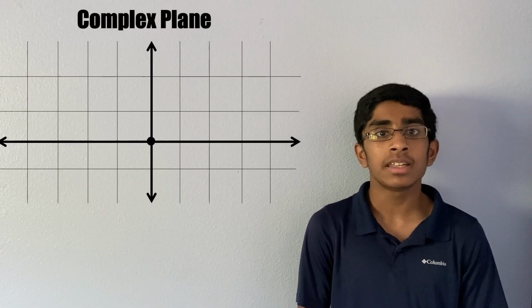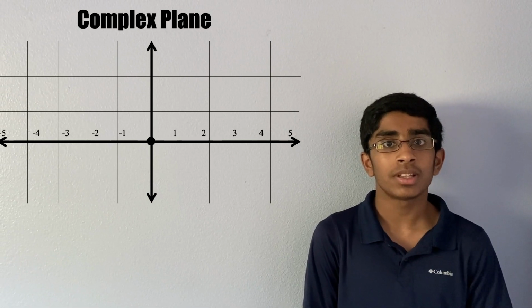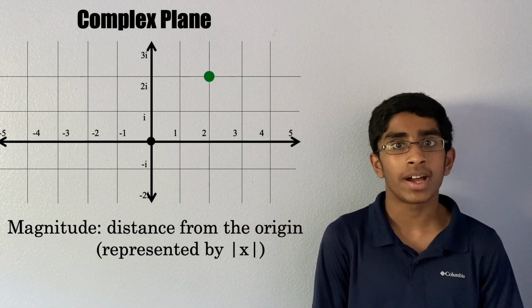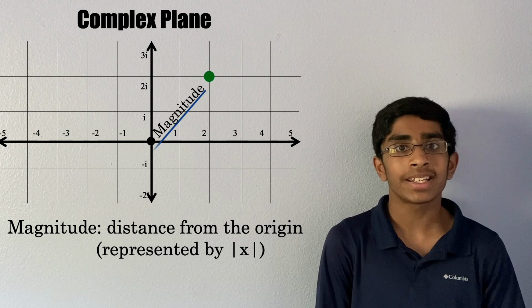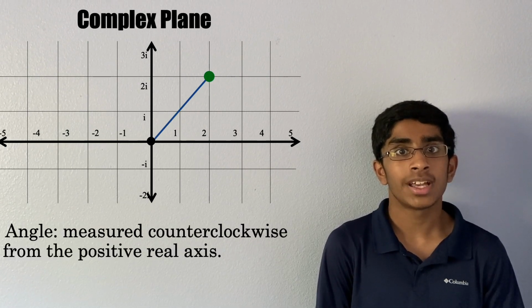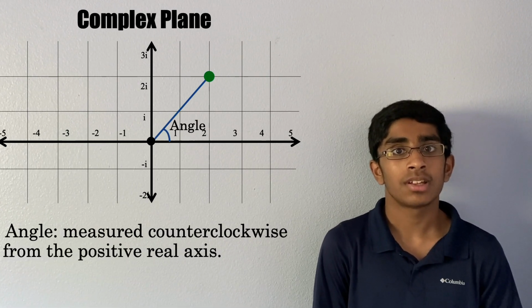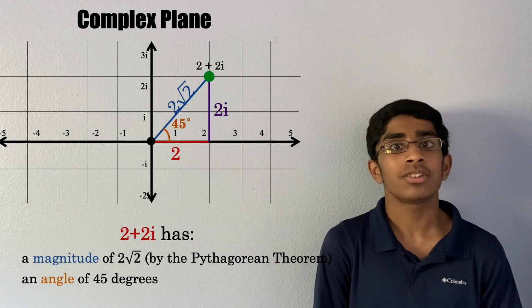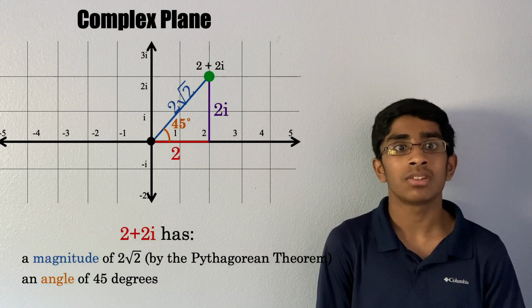The complex plane contains the complex numbers, with the real numbers on the x-axis and the imaginary numbers on the y-axis. Every complex number has a magnitude, which is its distance from the origin, and an angle from the positive real axis. For example, 2 plus 2i has a magnitude 2 root 2 and an angle 45 degrees.